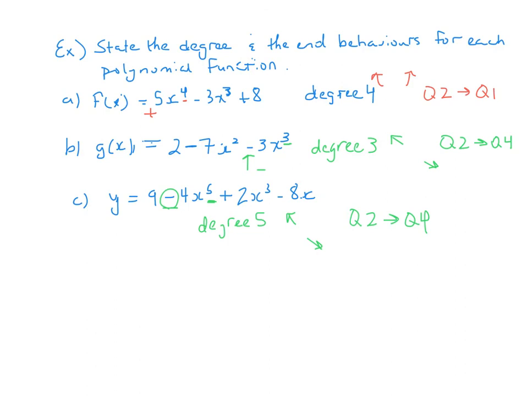So even if it's not written in descending powers, you should be able to identify your degree and the sign of the leading coefficient, and use that to help you predict what those end behaviors are. That is a goal.